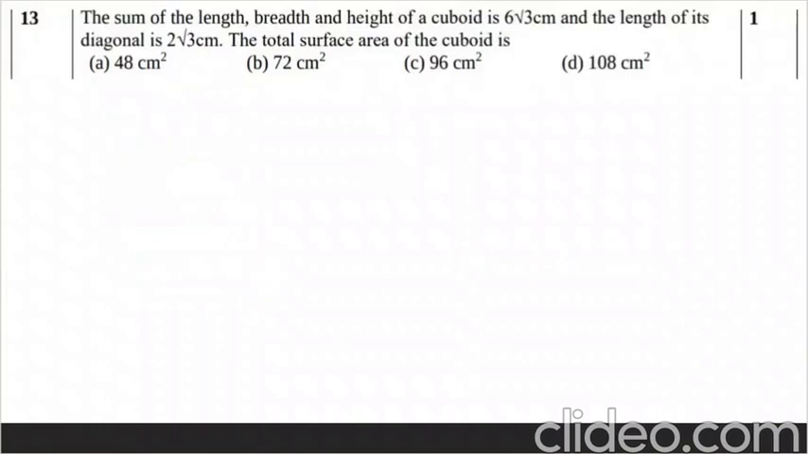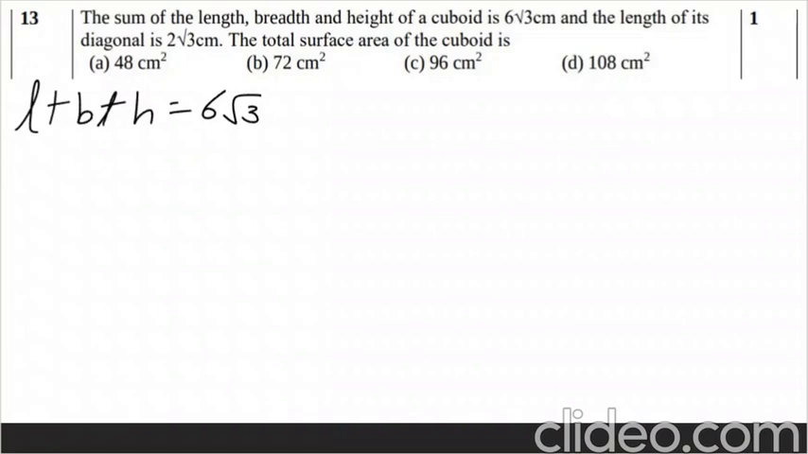Question number 13. The sum of length, breadth, height of a cuboid is 6 root 3. Let's write the value side by side. Length plus breadth plus height is equal to 6 root 3 centimeter. And the length of its diagonal is 2 root 3.